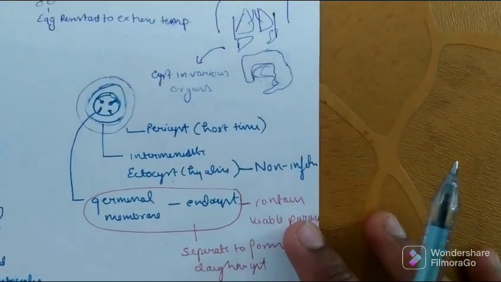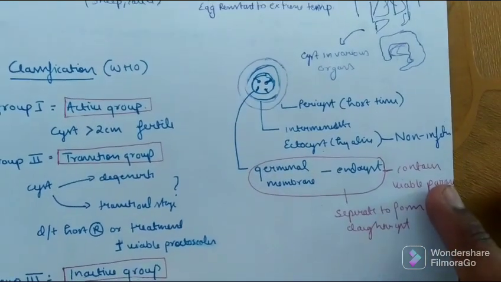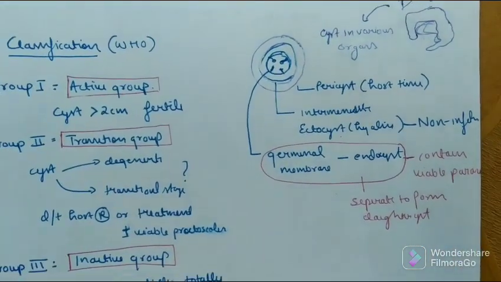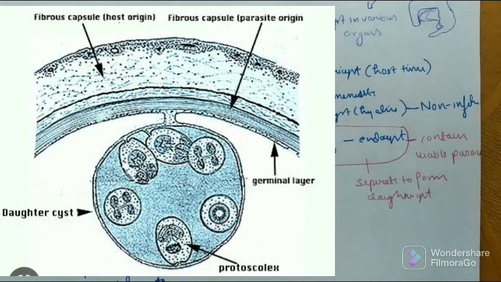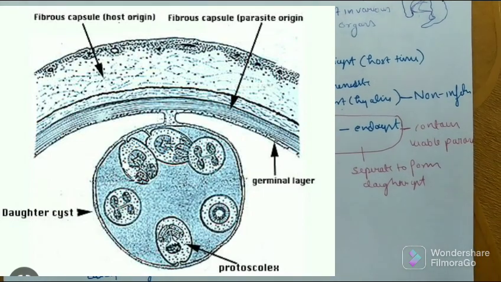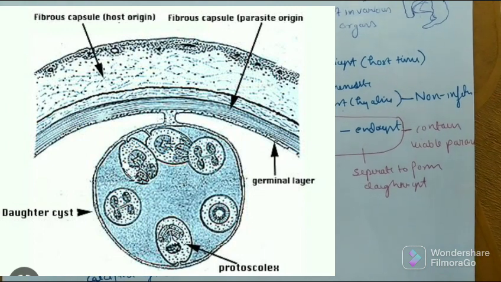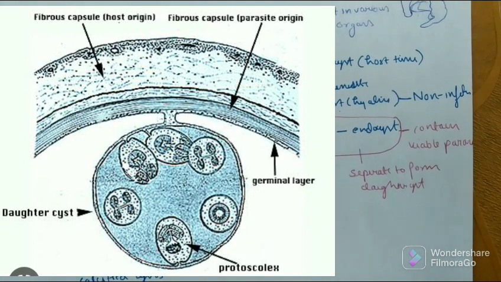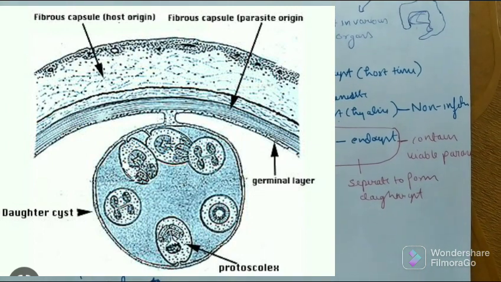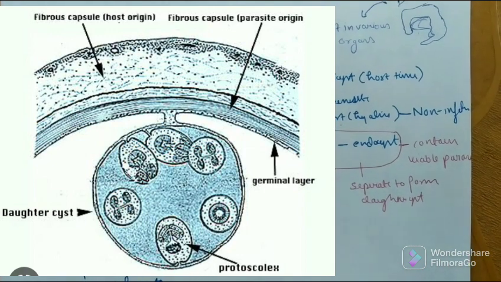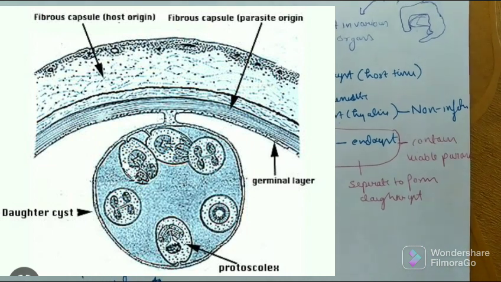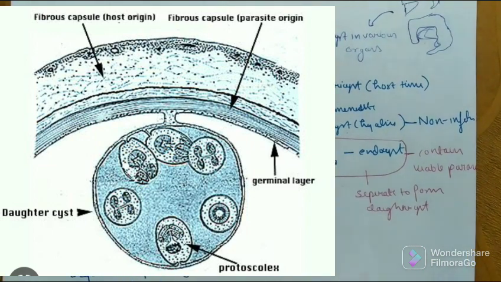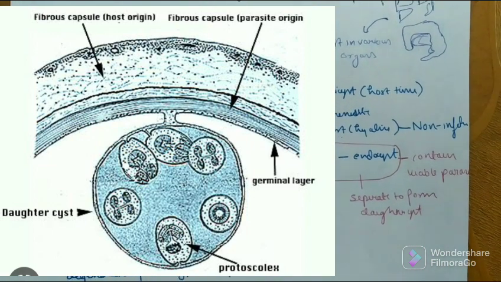So we studied about the cyst. Now let's try to understand this in another magnified image. So this is a magnified image showing the three layers, that is the fibrous layer, ectocyst. Outside of it is the host origin pericyst, which is also shown by the name of fibrous layer. These are derived from the host tissue, and the innermost layer is the germinal layer, that is endocyst, hanging from which we can see daughter cyst with scolex within.